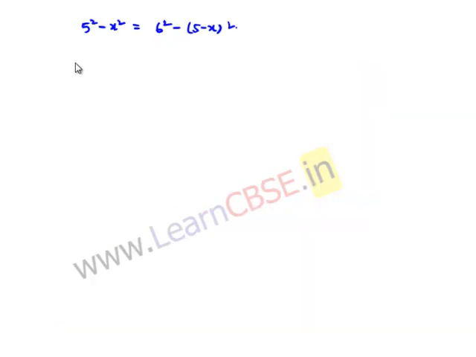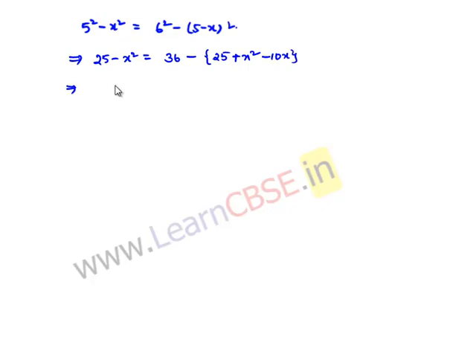Now let us expand this, then we get 5 square, that is 25, minus x square, let it be as it is, which is equal to 6 square, that is 36, minus of (5 minus x) whole square. Let us apply the (a minus b) whole square formula, that is a square, 25, plus b square, that is plus x square, minus 2ab, that is minus 2 times 5 times x, which is 10x.